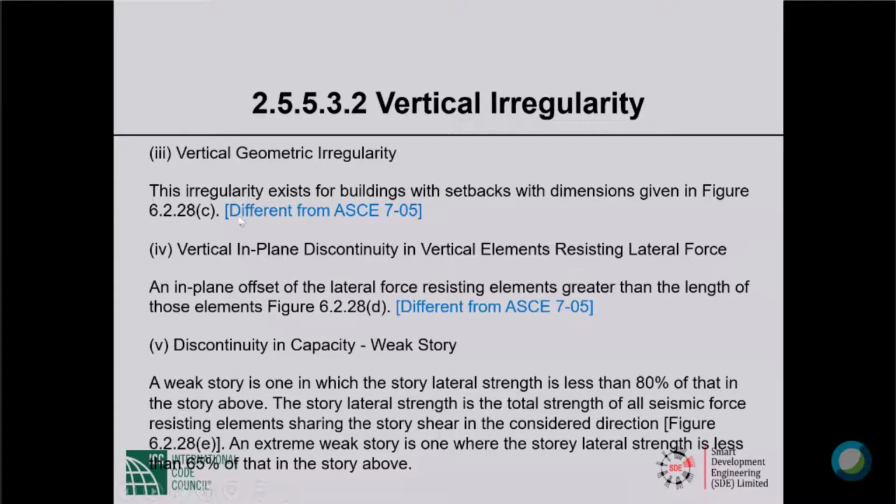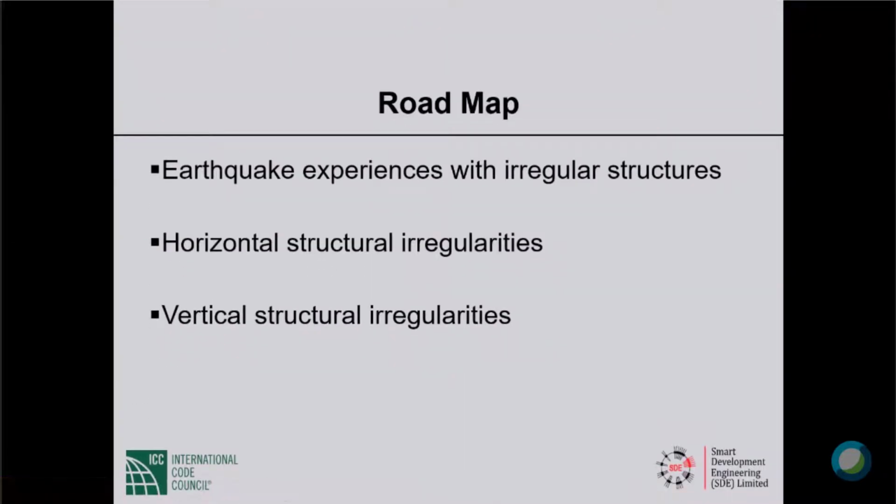The vertical geometric irregularity, BNBC has altered the ASCE 7 definition, and we will look at both. Vertical in-plane discontinuity in vertical elements of the seismic force resisting system, that definition also has been altered in BNBC 2020. The vertical type 4 is a bit different. And then actually what BNBC has is an older version, is what we used to have. Now in ASCE 7, already in 05, it has changed. This one is completely a BNBC creation, the type 3. And then weak story definition is the same as in ASCE 7-05.